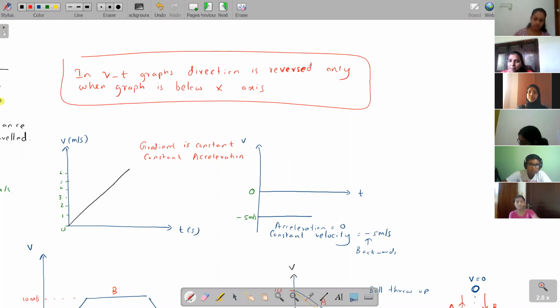If you remember, in the displacement time graph that was not the case, right? In the displacement time graph, the moment the graph comes back, the direction reverses. Okay? So get these things properly into your head.